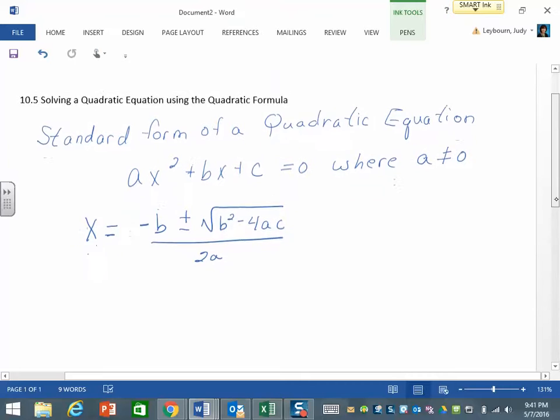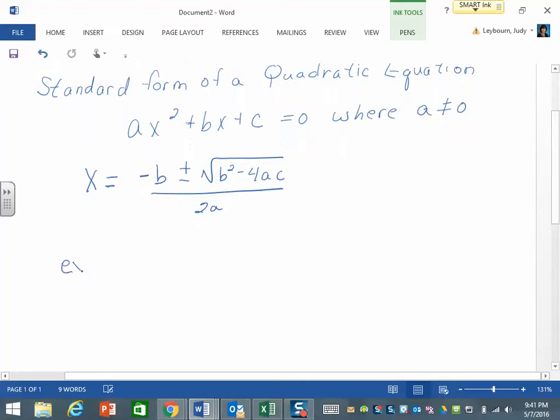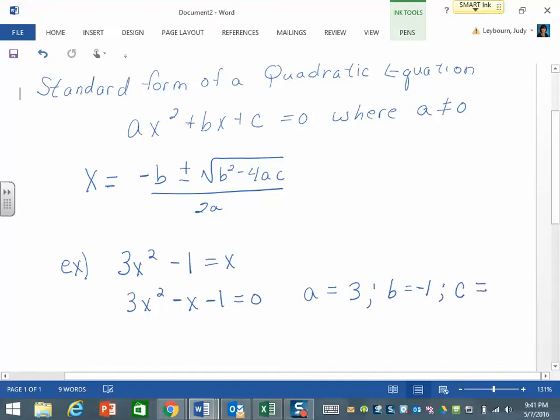So for an example, if we have the problem 3x squared minus 1 equals x, and we want to solve for x, we're going to get the equation equal to 0, and so we would write it as 3x squared minus x minus 1 is equal to 0. A is equal to 3, the coefficient of the quadratic term. B is equal to negative 1, the coefficient of the linear term. And the constant term c is equal to negative 1.